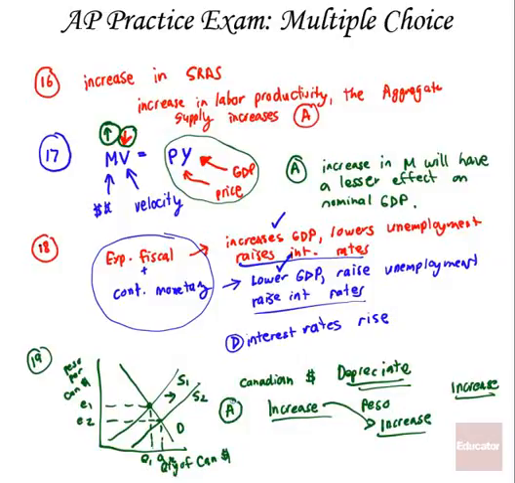The supply of Canadian dollars will increase. The value of the peso will increase because the value of the Canadian dollar will decrease. And Canadian net exports are going to increase, and therefore the aggregate demand is also going to increase as well. So the answer is A.